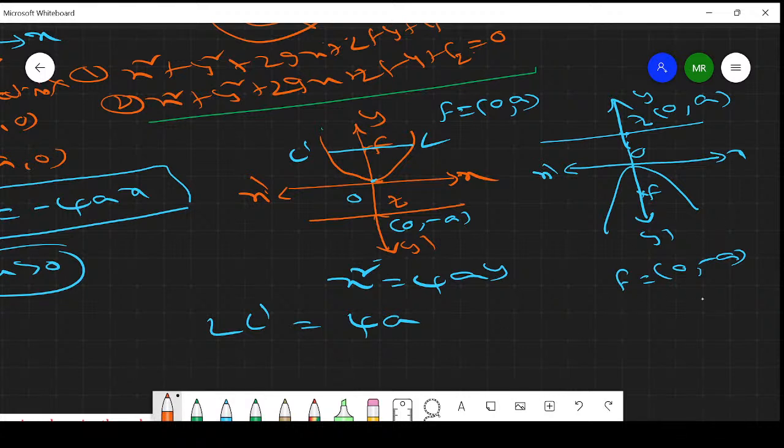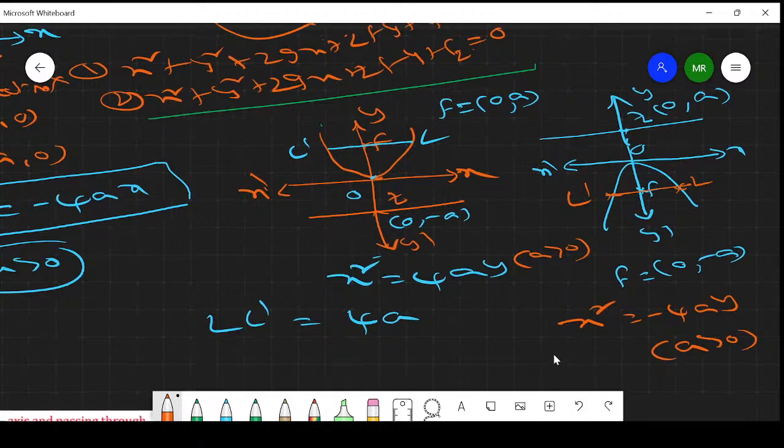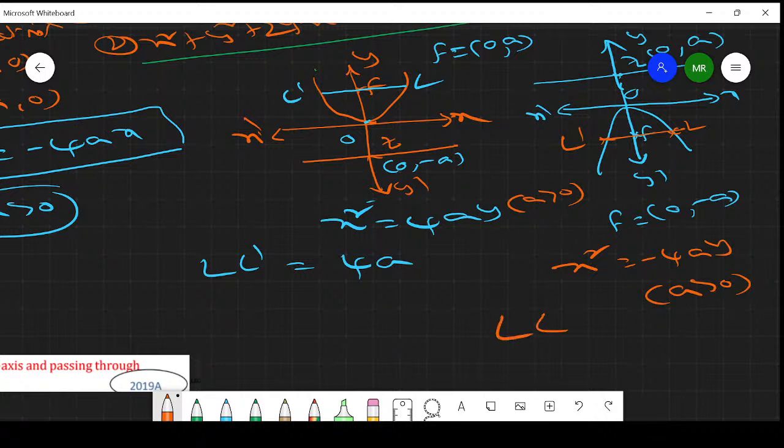The equation of the parabola in this case is x square equal to minus 4ay. Here a is always greater than 0. Here also the length of the latus rectum passes through the focus. LL' is the length of the latus rectum, and that is 4a only. So this is the discussion I have done about the parabola.